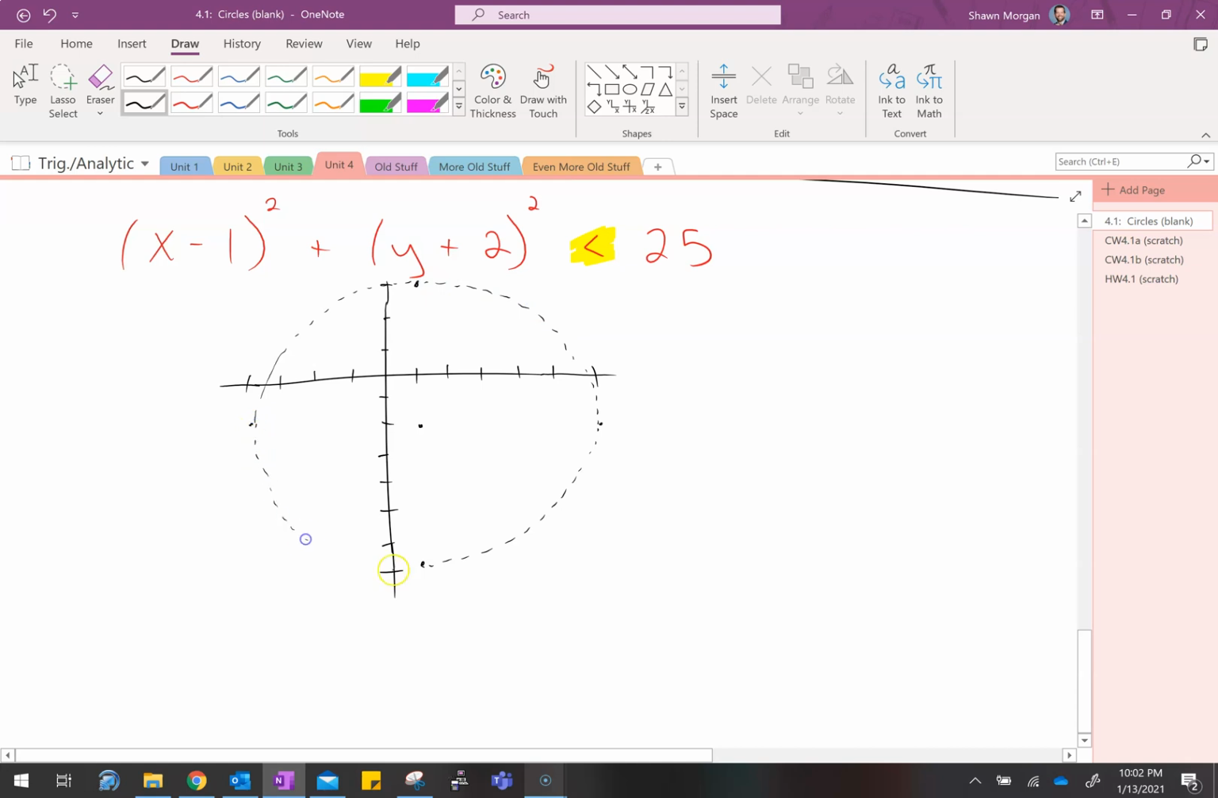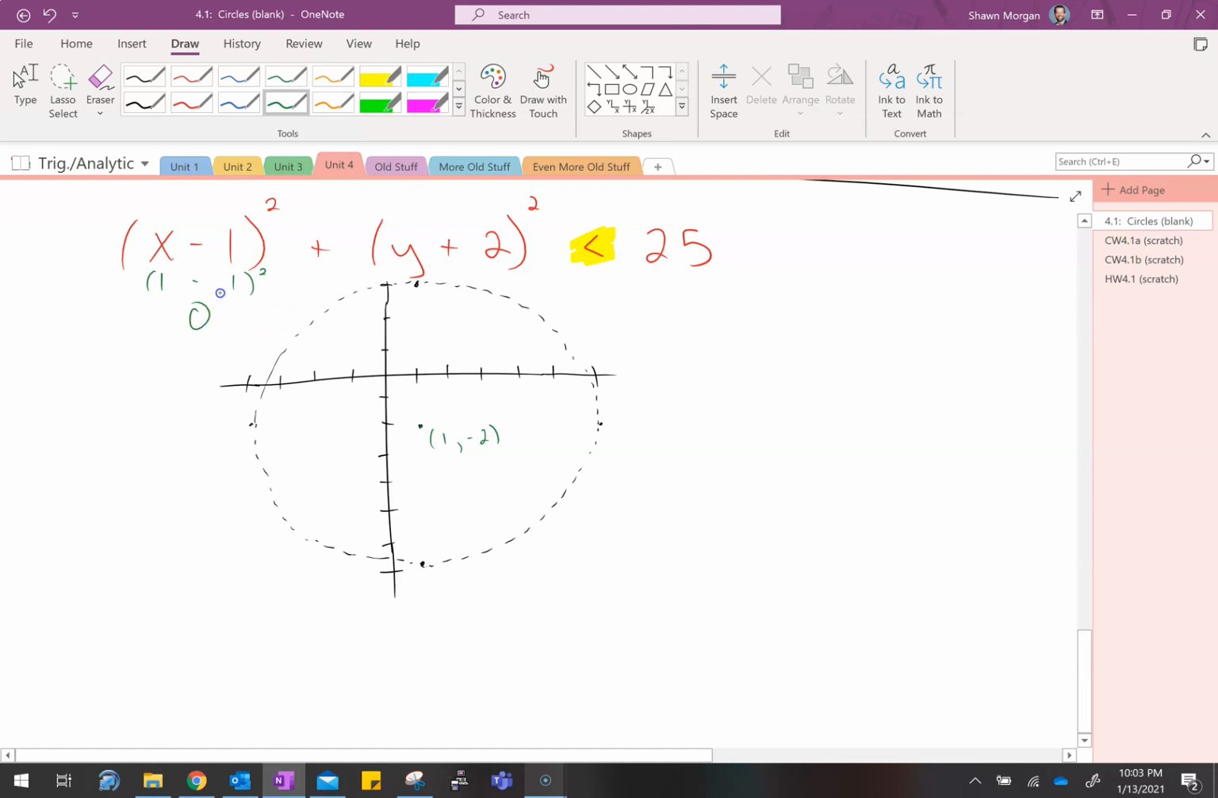All right. There we go. That's not too bad. And then it's less than, so we're going to shade inside. But I always tell guys, if you're not sure where to shade, just plug in a little test point. Here, the test point that we would plug in with the greatest of ease would be this center point. If I plug in x equals 1, what's 1 minus 1 quantity squared?